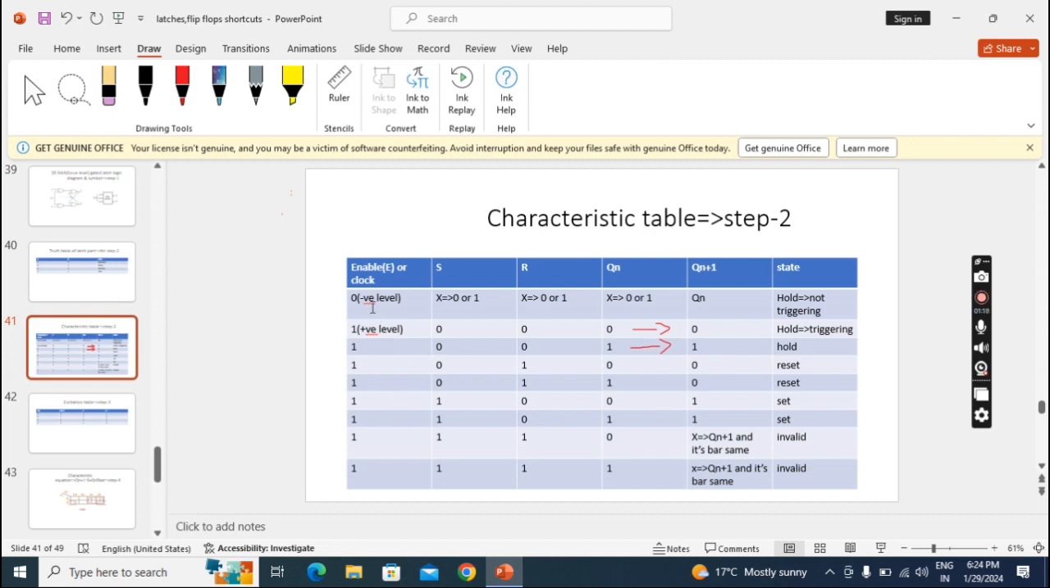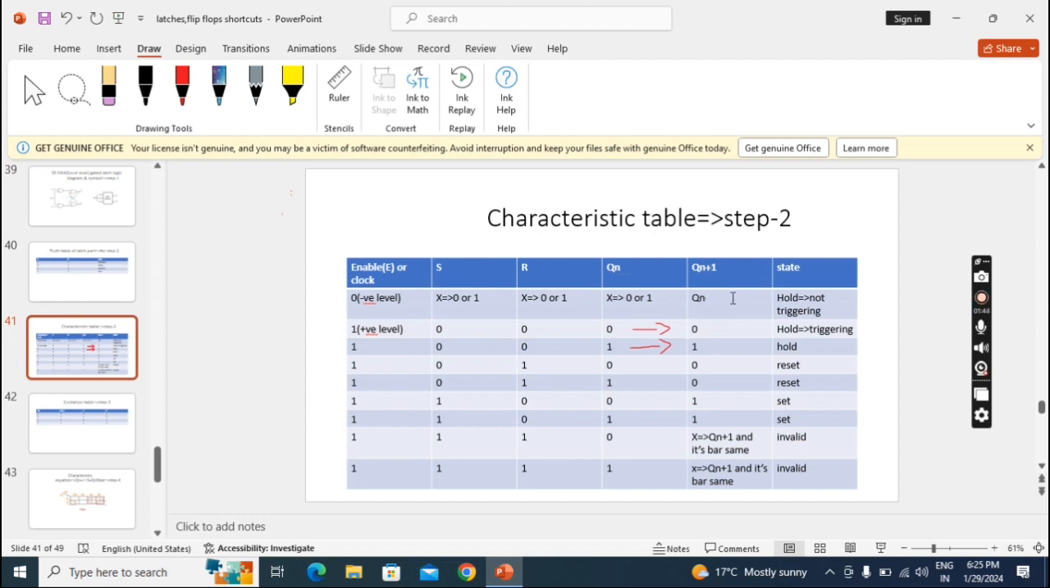Suppose when I apply 0, it means for a positive level circuit, I apply negative level. Whatever the data inputs, S and R can be any value. It can be 0 0, 0 1, 1 0, 1 1, and Qn value also can be any one. Whatever it may be, it will become hold. Qn+1 becomes Qn only.